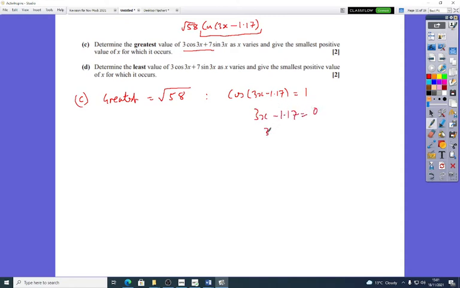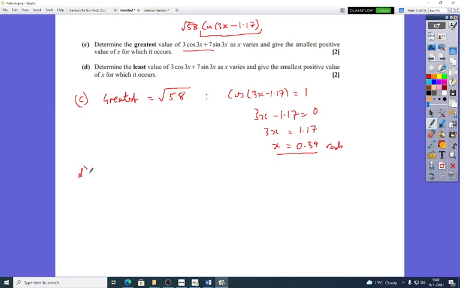Take that to the side, you get 3x equals 1.17, and divide it by 3. 1.17 divided by 3, you get the angle 0.39 radians. Okay, so that will be the smallest positive angle.